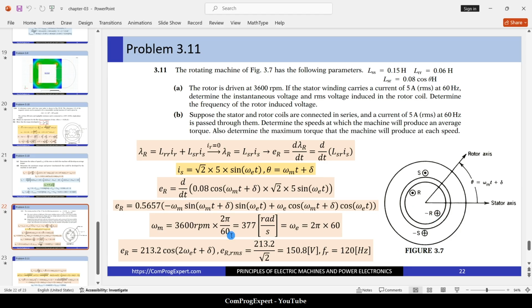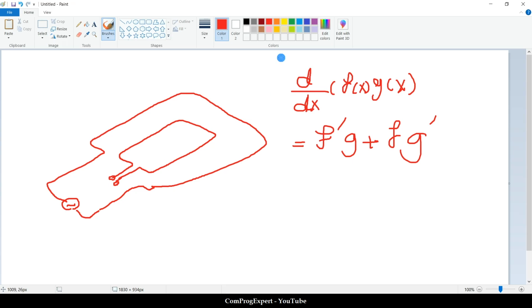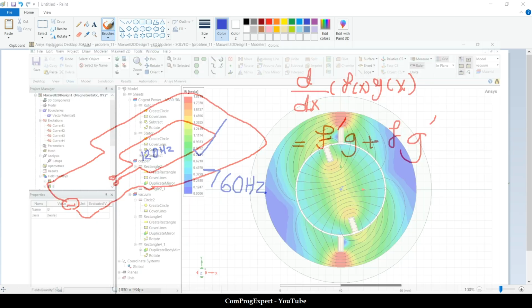So this is important. The frequency of the current in the stator coil is 60 hertz, but the frequency of the induced voltage in the rotor coil is 120 hertz because the rotor is rotating. So we have a summation of the frequency of the stator and the frequency of the rotation. And this is also an important point in this case.